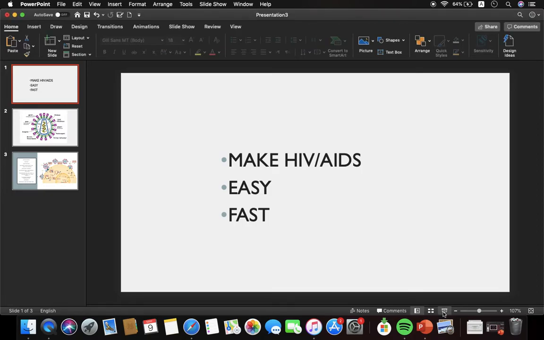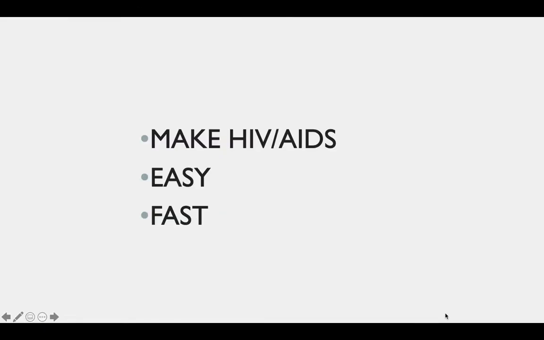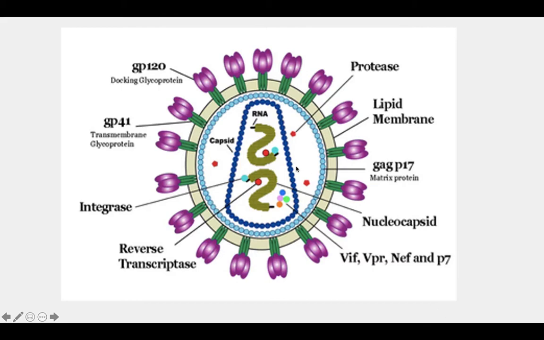This is a series of lectures. This is number 3, describing HIV immunopathogenesis, easy and fast.